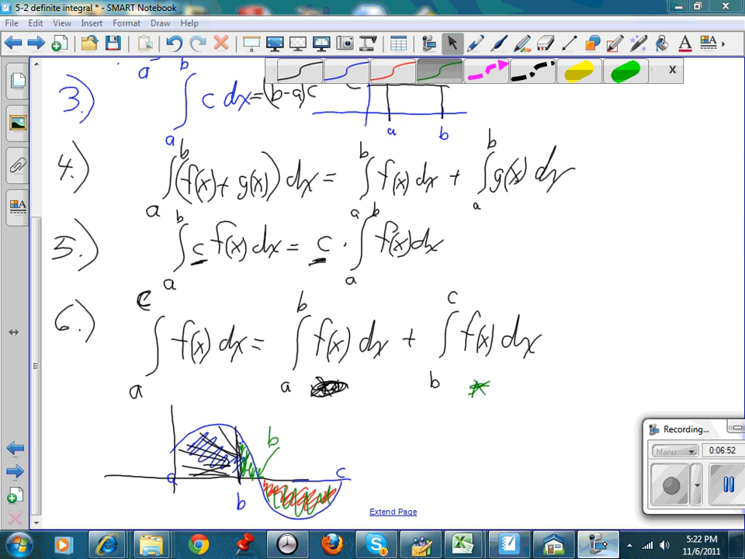Okay, I think we need to work. Let's work a homework problem. You've got the idea of the definite integral. We've given you the properties. Let's work a problem.